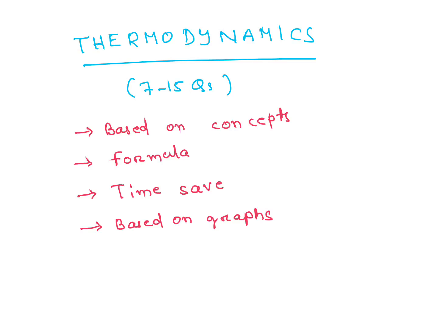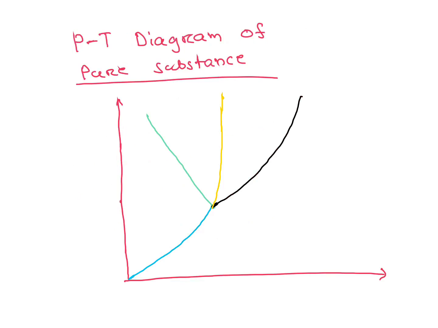First I will tell about the PT diagram of a pure substance. Sometimes they also ask the TP diagram for the Joule-Thomson coefficient, that is also important. Later I will tell you. Here pressure, here temperature. On the x-axis temperature, on the y-axis pressure.